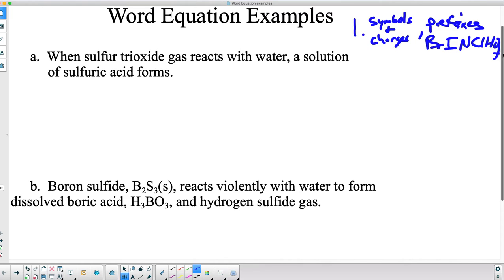So when sulfur trioxide gas reacts with water, a solution of sulfuric acid forms. So let's go through this. Step number 1 is write the symbols and charges, prefixes, or Brinkelhoff for this. Trioxide is a prefix, so that's S with only 1 sulfur and 3 oxygens plus, and that's a gas, so I can put the little G in parentheses there. It reacts with water, and because it says water and not H2O steam or something like that, we're talking about liquid water, and then reacts with or forms a solution of sulfuric acid.